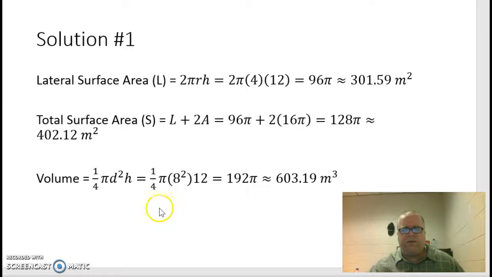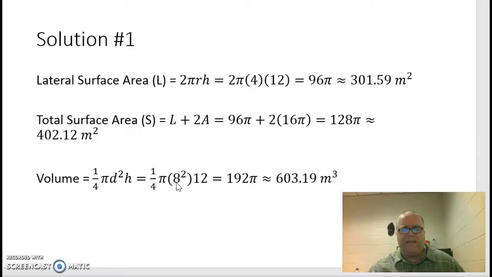And finally, the volume. Let's go ahead and use this formula here. It's not ideal considering that they gave us the radius, but I wanted to give an example where we had to do a conversion before we could solve it. So this formula here is 1/4 times pi times our diameter squared times the height. So we plug our values in. Remember, it gave us the radius, so we need to convert that radius to a diameter, and remember that the diameter is twice the radius.